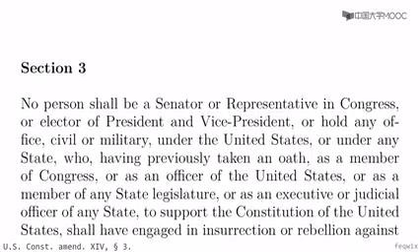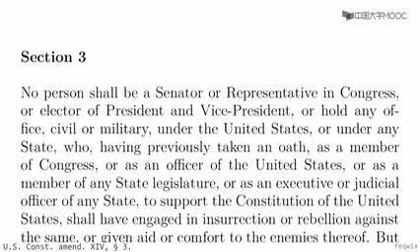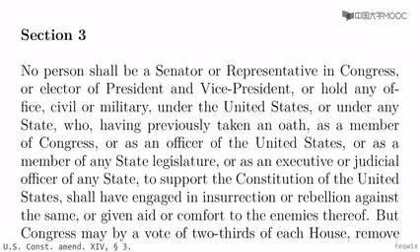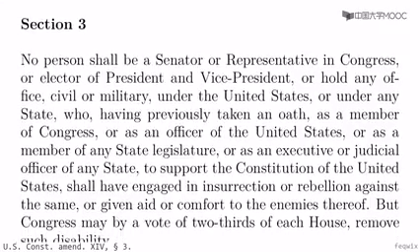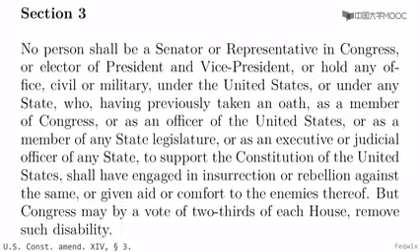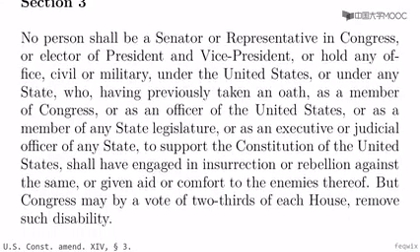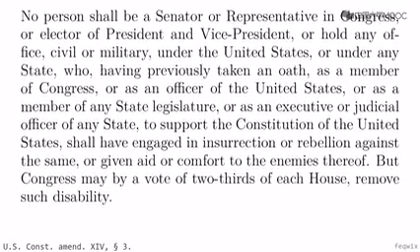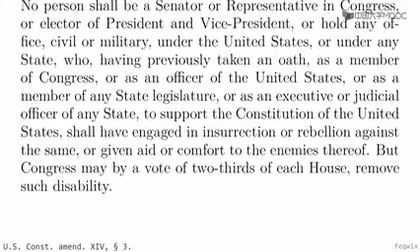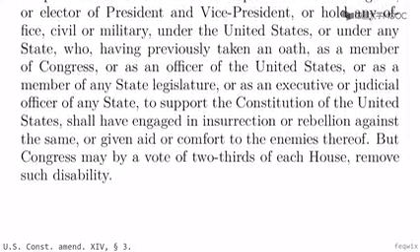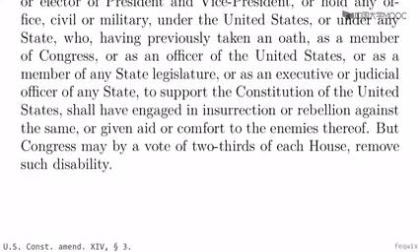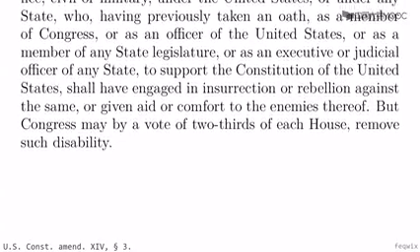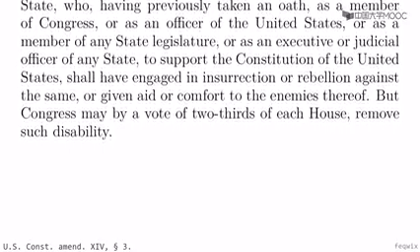Section 3. No person shall be a senator or representative in Congress, or elector of president and vice president, or hold any office, civil or military, under the United States, or under any state, who, having previously taken an oath as a member of Congress, or as an officer of the United States, or as a member of any state legislature, or as an executive or judicial officer of any state, to support the Constitution of the United States, shall have engaged in insurrection or rebellion against the same, or given aid or comfort to the enemies thereof. But Congress may, by a vote of 2/3 of each house, remove such disability.